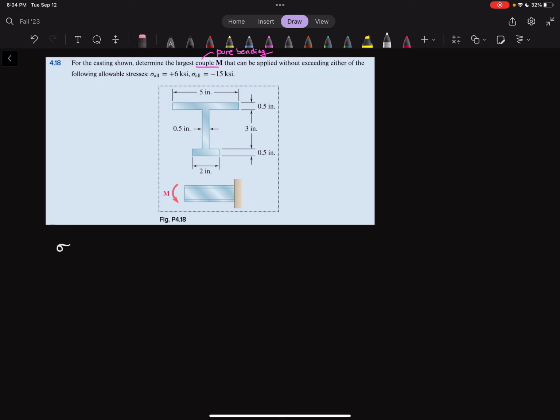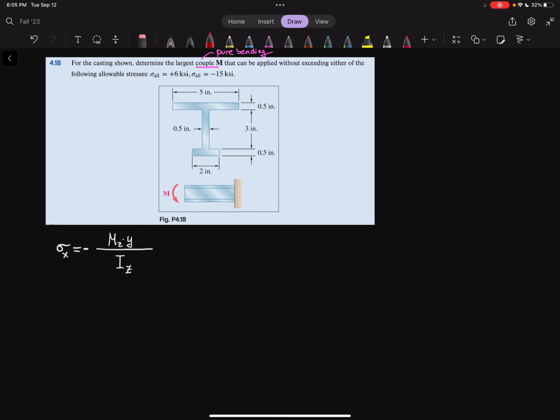All right, so we can use this formula and say that sigma about the x-axis is equal to the negative of the moment about the z-axis times y, divided by the moment of inertia about the z-axis. Sorry, I really want you to see this written well. So I hope we're all on the same page.